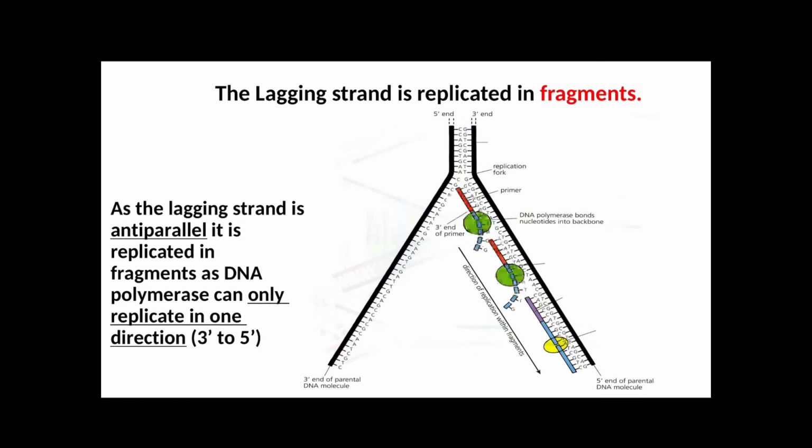Replication happens in the same way, it's the same enzyme, DNA polymerase. It still requires primers to bind to the exposed 3' end before it can happen, but because it can only replicate in one direction, we're having to replicate in short fragments.